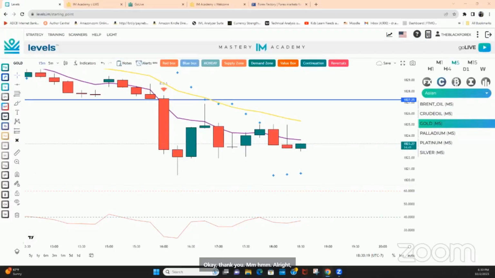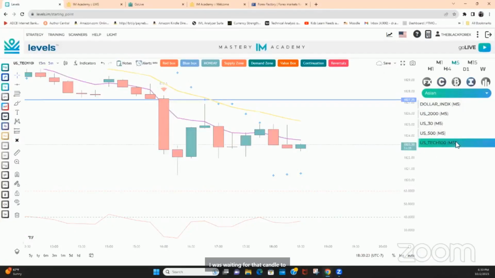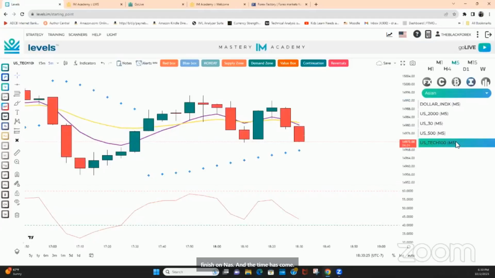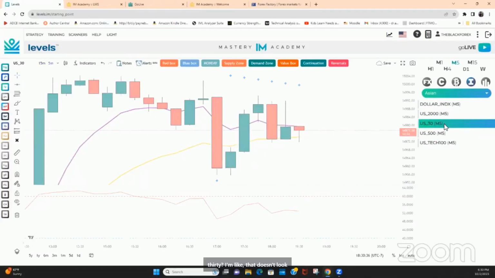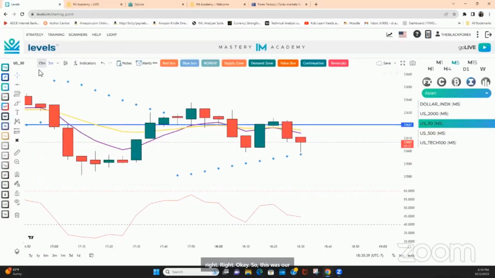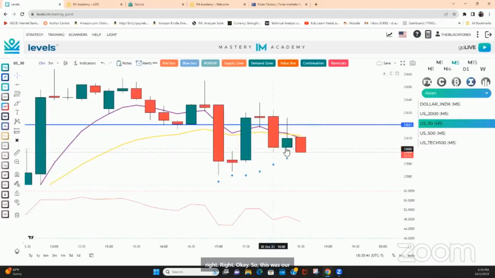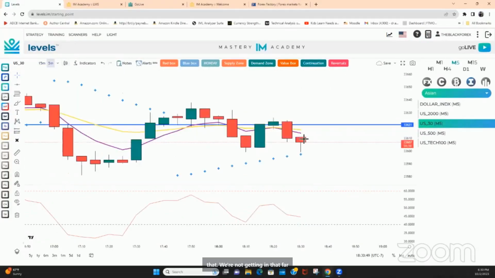All right, let's go back over here to NAS because I was waiting for that candle to finish on NAS and the time has come. Going back to the 15-minute. And NAS, was it NAS or US 30? It was US 30. Okay. So this was our green candle up here. And then in that last 2 minutes, do you see it pulled all the way back? So we're cool on that. We're not getting in that for a buy.